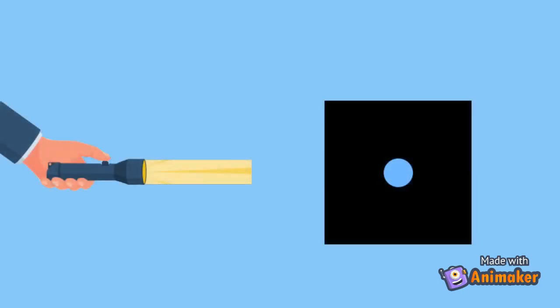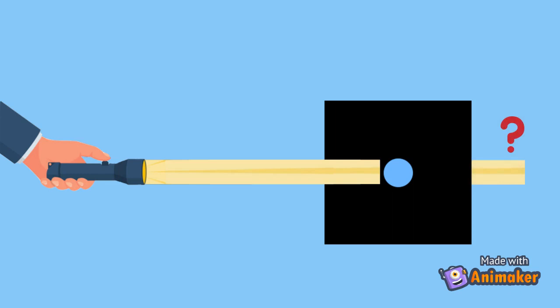Here's a question for you. What do you think happens when we shine light on a small hole? Do you think it will create one circle of light on the other side? Well, it would, but there's more to it. And that's what we'll be explaining in today's video.